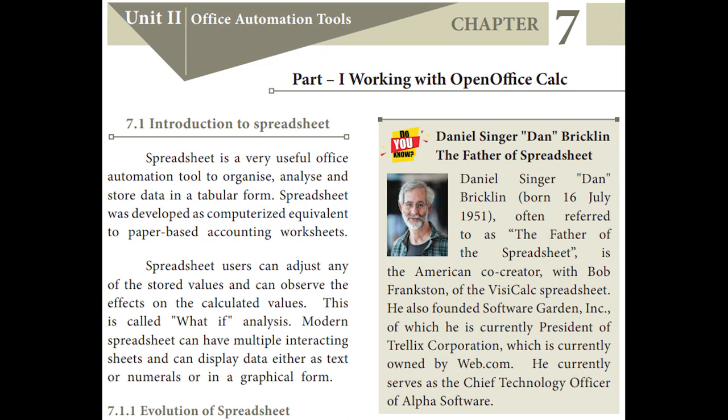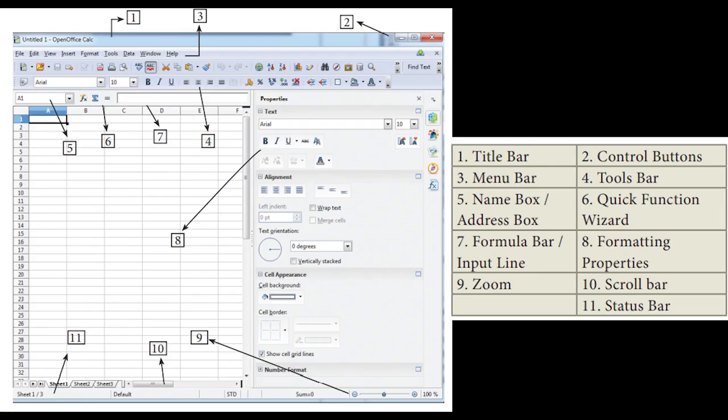You will be learning the parts of the OpenOffice Calc window. As we saw in Writer, here also you will have the title bar at the top, control buttons, and the menu bar. In the menu bar you will have the file menu, edit, view, insert, format, tools, data, window, help, and all. Then there are toolbars, the standard toolbar and the formatting toolbar, and a scroll bar.